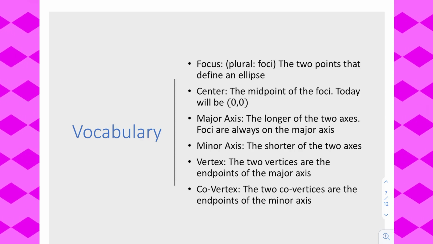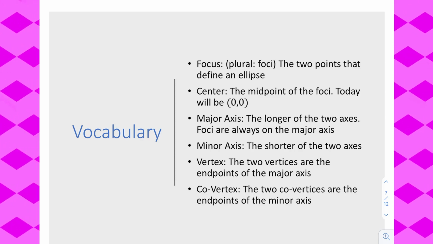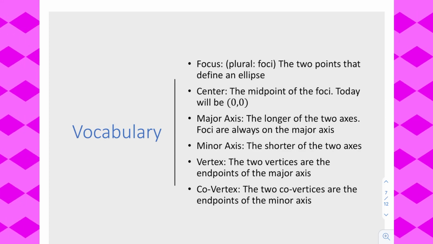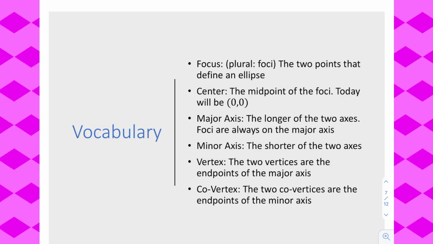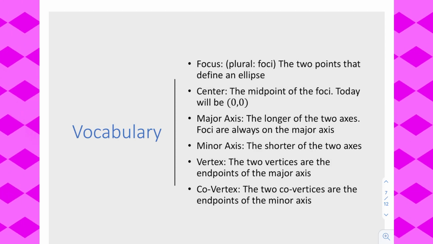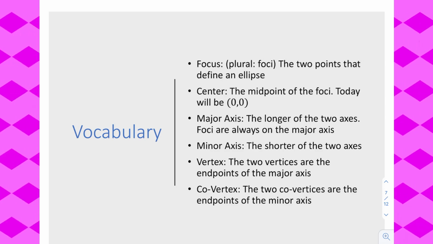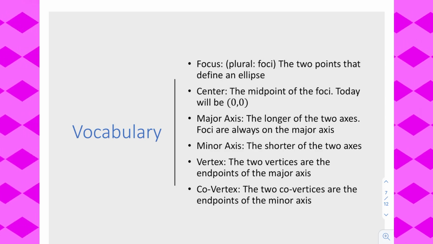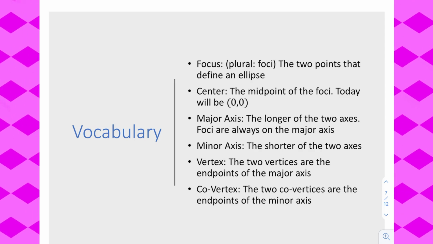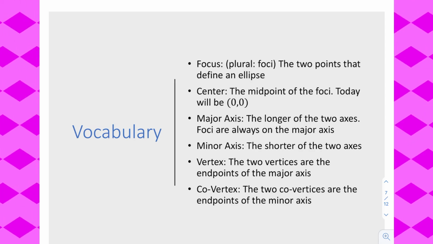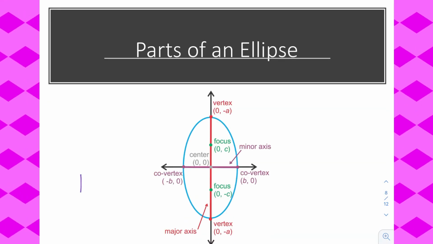The major axis is the longer of the two axes. It's the big diameter. The two foci are always on the major axis. The minor axis is the shorter of the two axes, the short diameter. The two vertices are the endpoints of the major axis, and the co-vertices are the endpoints of the minor axis. We'll go through a couple of examples and identify those as we sketch.